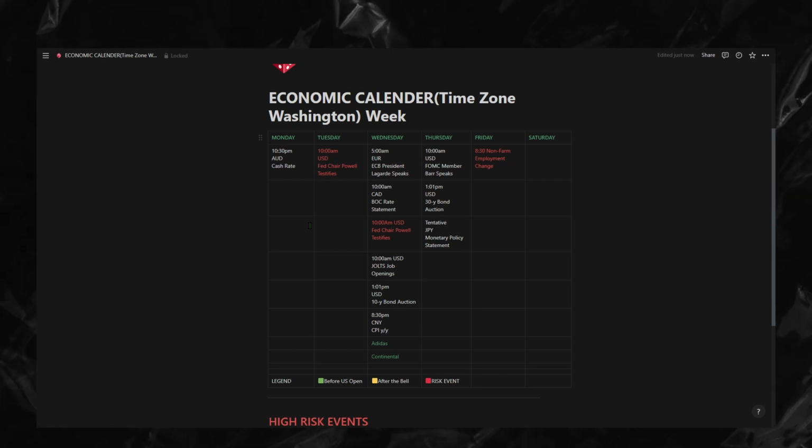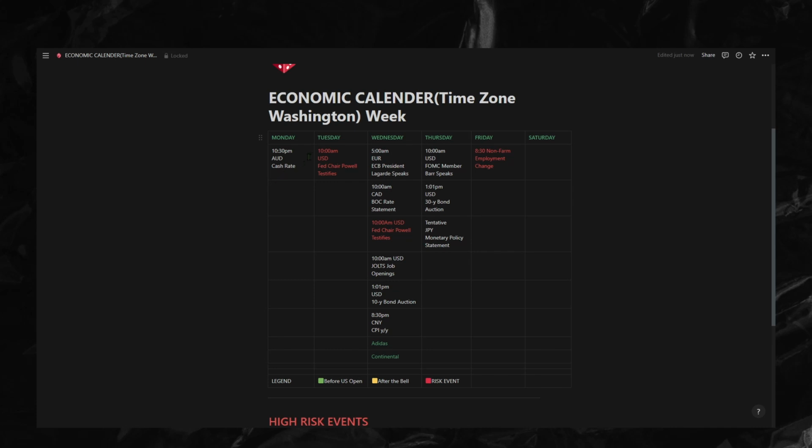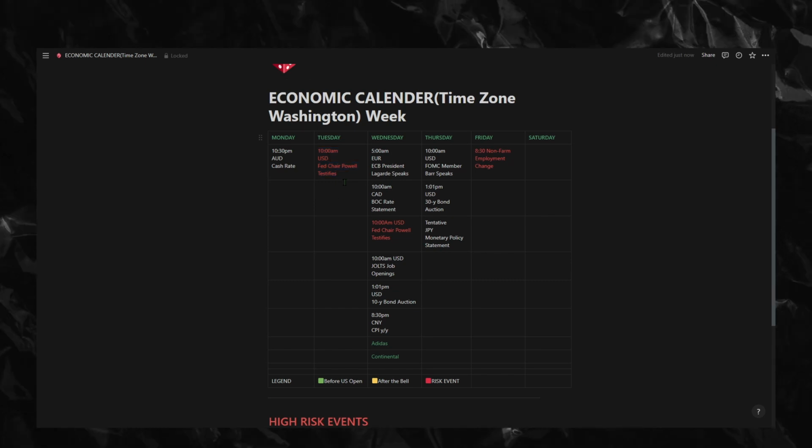On Monday, we see the Australian cash rate. The boss is the Fed, but what do the other central banks do? Tuesday is a risk event. Powell testifies in Congress. This time we are looking at our news ticker and cross assets. We track all moves. When Powell makes a statement, anything is possible.